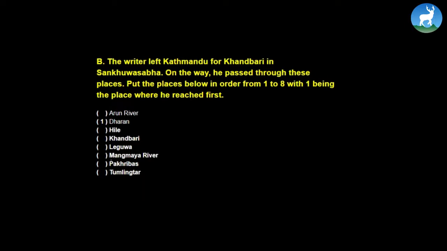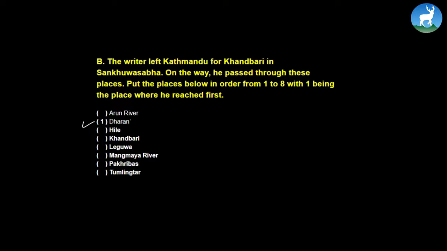The writer left Kathmandu for Kandbari in Sankhwasabha. On the way, he passed through these places. Put the places below in order from 1 to 8, with 1 being the place where he reached first. So you just have to name these places as per its order. Like for instance, he visited Dharan first. That's why here is 1 next to the Dharan. Can you notice this one? This is marked as 1 because Dharan was the first place from where he started his journey home.